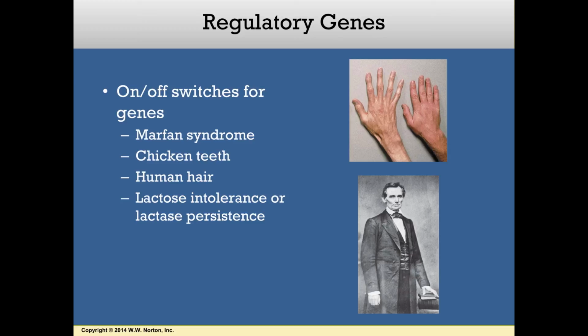For instance, if the genes controlling connective tissue growth are left on a bit longer during development, what can result are longer, thinner fingers, among other traits, as shown in this image. This is characteristic of a disease called Marfan syndrome, something that some scholars think Abraham Lincoln may have had, shown on the right. Regulatory genes have also allowed us to understand major evolutionary events.